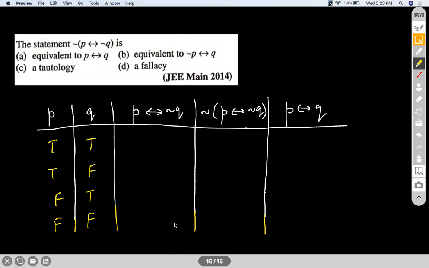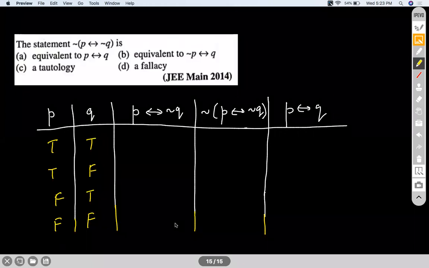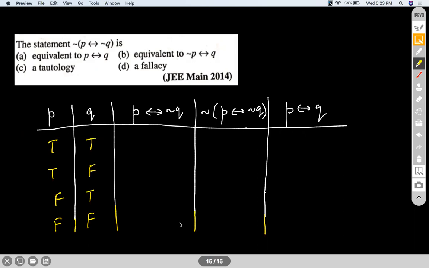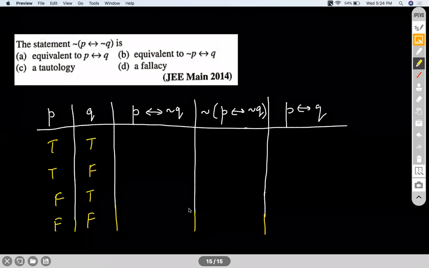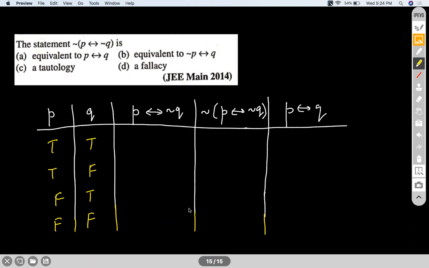What about this one, present one? Have you done this present one? Equivalent to, where does this guy go? Yeah, so this guy is this guy. So I'm saying A, sir. Yeah, I'll say A. I was insane for saying B. Yeah, it's A.